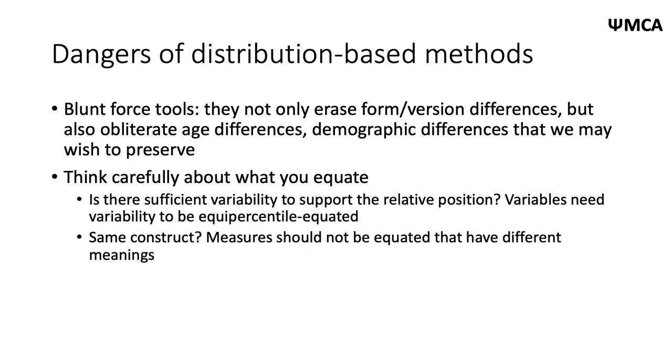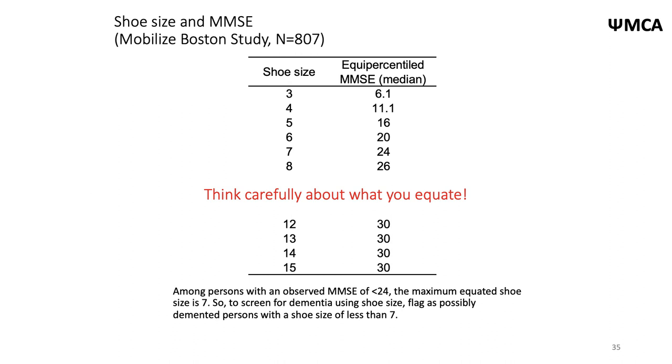You want to make sure that you're equating measures of the same construct. So you don't want to equate measures that have different meanings. After I learned a lot about equipercentile equating, my boss sent me this table where he equated MMSE scores with shoe size in the Mobilize Boston study. So what this suggests is that among people with an MMSE less than 24, the maximum equated shoe size is 7. So we can use a shoe size of 7 as an index potentially for cognitive impairment.